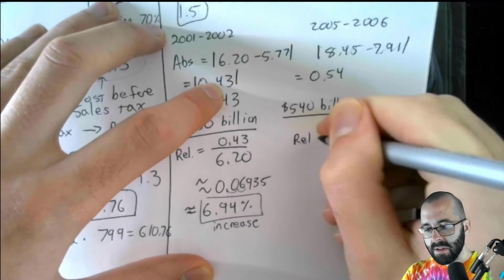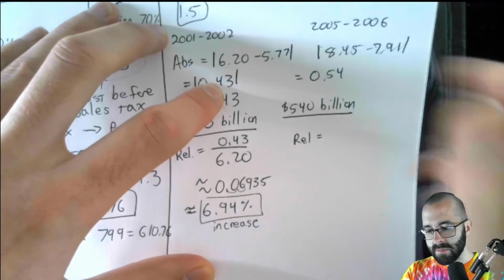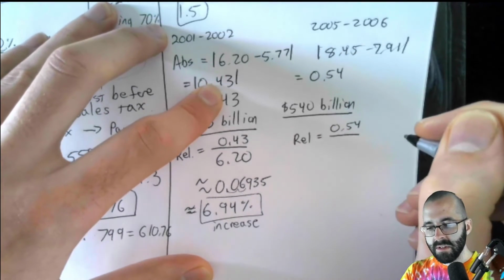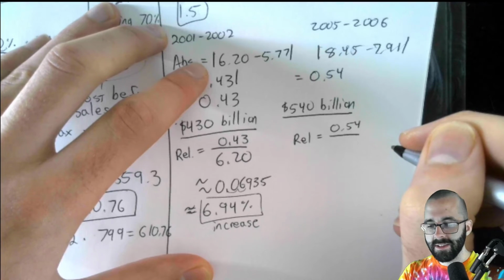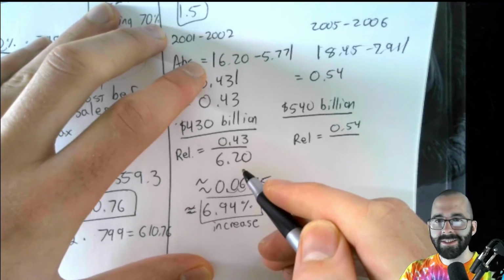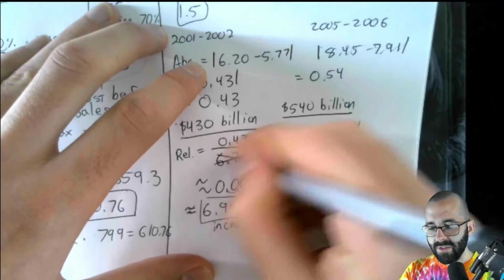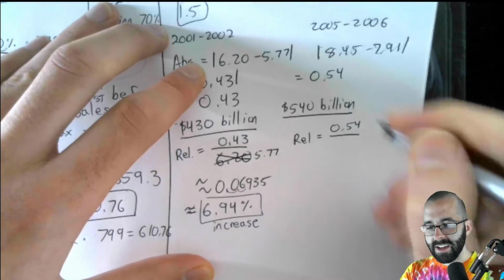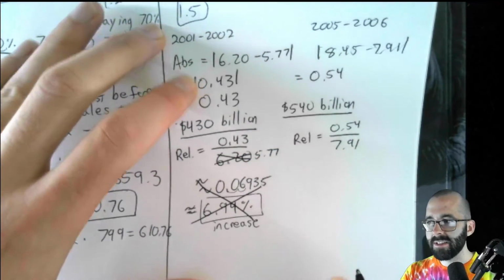The relative is going to be this change, 0.54, divided by the starting. Oh no, I did it again. I didn't divide by the starting, guys. I divided by the ending. This right here should be 5.77. This right here should be 7.91. This is the incorrect answer.